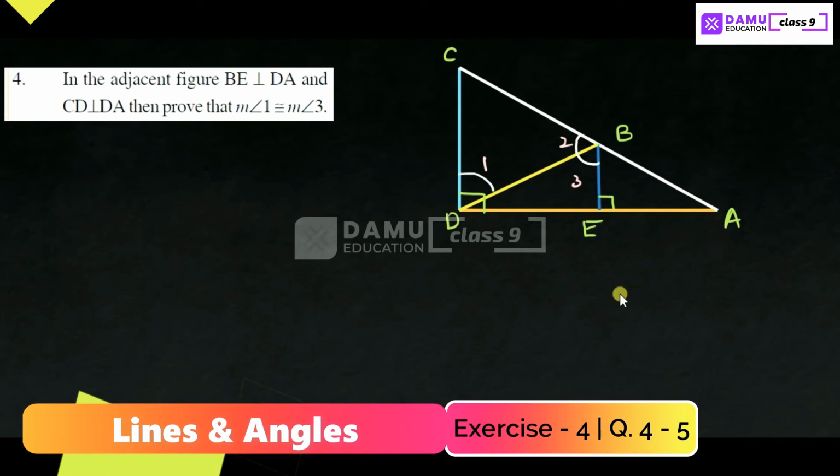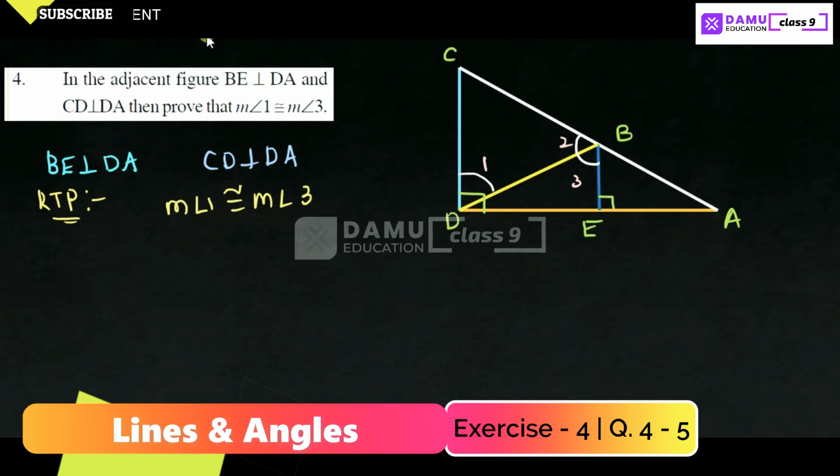Yes, in this module we are going to discuss, in the adjacent figure, BE is perpendicular to DA. So this line is perpendicular to DA. What is given: BE is perpendicular to DA and CD is perpendicular to DA. What we have to prove is that the measure of angle 1 is congruent to the measure of angle 3. So these two angles are congruent to each other, we have to show.